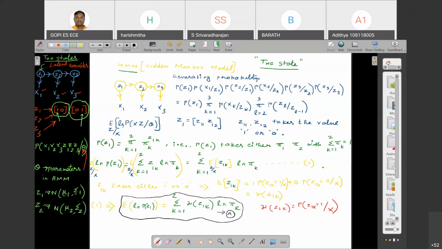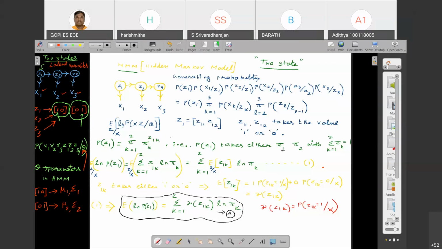Then the parameters, as we have 2 states: if the vector is generated from the first state, it means it has the characteristics of the mu1 and sigma 1 density function. If it is 0 1, then the vector is generated from the Gaussian density model with mu2 and sigma 2, right?